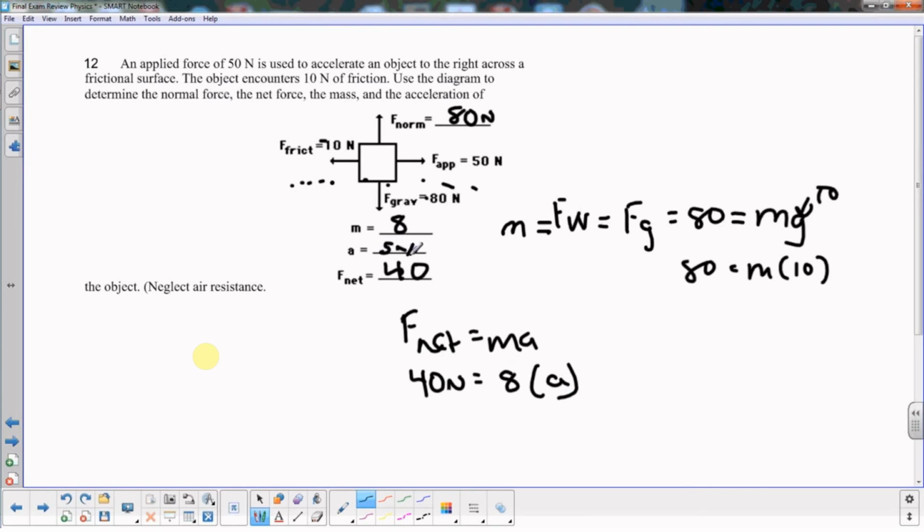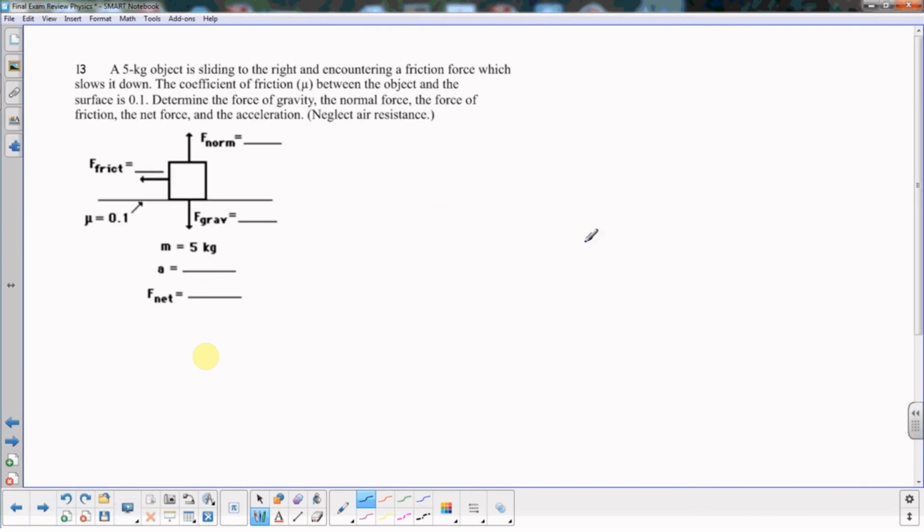Hope that helped. Using the same basic dialogue, we can do the same basic thing here, except this time we have to solve for the force of friction. We have to solve for the force of gravity. We have to solve for the normal force. And all we know is that we have a 5 kilogram mass. So let's play the game here. My mass is 5 kilograms.